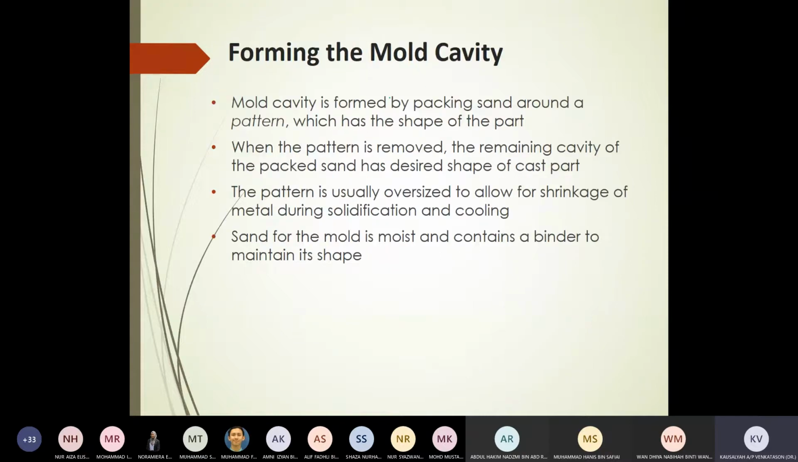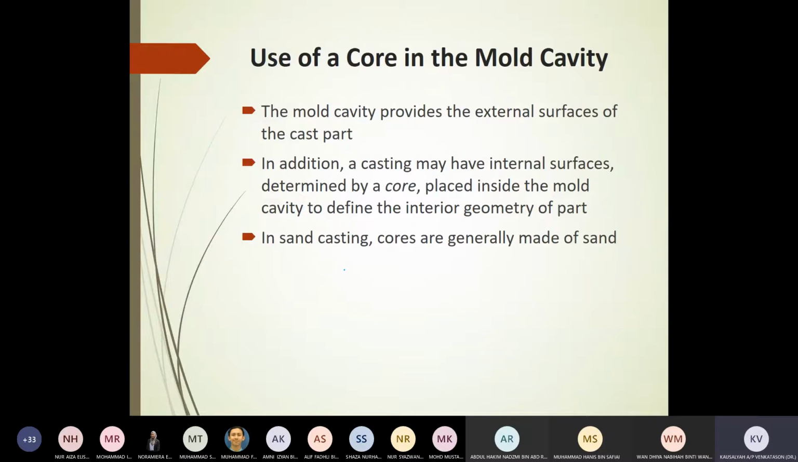Forming the mold cavity itself. The mold cavity is formed by packing sand around a pattern, which has the shape of the part. When the pattern is removed, the remaining cavity of the packed sand has the desired shape of the cast part. So the pattern is usually oversized, as I mentioned earlier, enlarged to allow for shrinkage of metal during solidification and cooling. Sand for the mold is moist and contains a binder to maintain its shape. So basically for sand casting, the mold material, in general, uses binders.